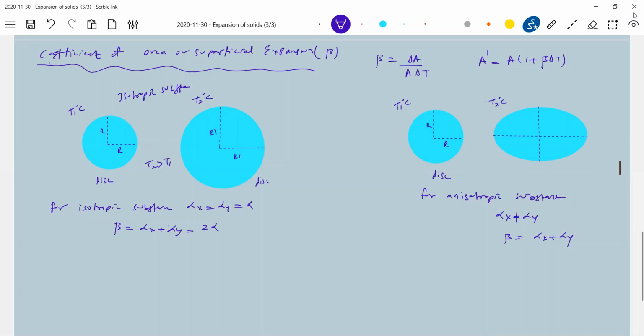No, you should not call this one a disk. Ellipsoidal disk you can call it. If alpha X is greater than alpha Y, then definitely the x-axis will become the semi-major axis and the y-axis will become the semi-minor axis. If alpha Y is greater than alpha X, the body should expand more along the y-axis than along the x-axis here. So, start from the initial basics.